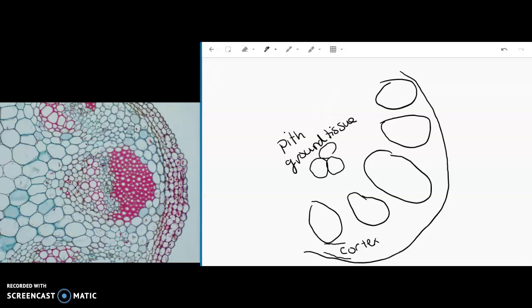So they're loosely packed dodecahedrons. They store things like water or sugars, and to help with breathing inside these tissues, there's often these intercellular spaces at the edges of the parenchyma cells. So that would be an intercellular space there. And then each one of those would be a parenchyma cell.